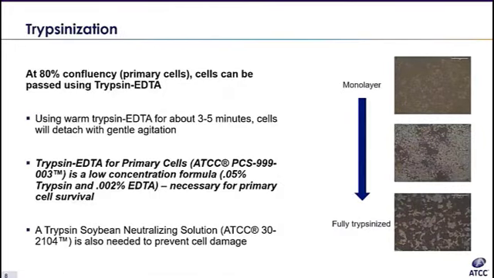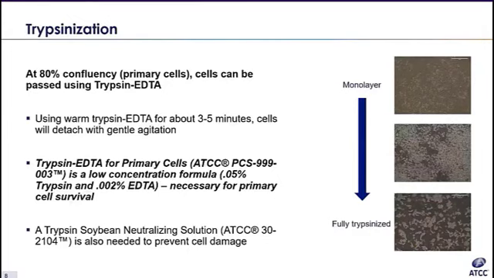So when you've reached 80% confluency, cells can be passaged with trypsin EDTA. Trypsin disrupts the proteins involved in attaching cells to the culture vessel. The figure on the right shows a progression of cells being trypsinized.